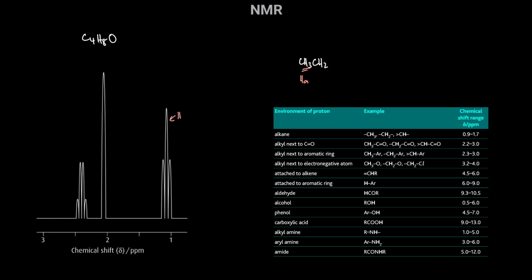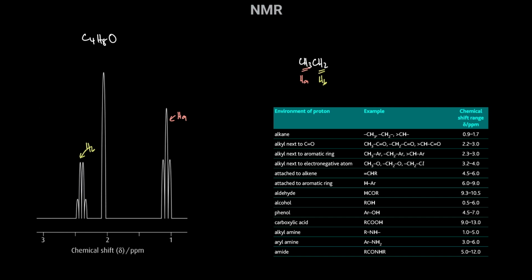So HA, that's the CH3 proton, is split into a triplet by the neighboring 2. And then the CH2 protons are split into a quartet by the neighboring 3. Let's call this HB, right? This is HB. This is split into a quartet by the neighboring 3. So whenever we see a triplet quartet, we should know that we have a CH3CH2 group.